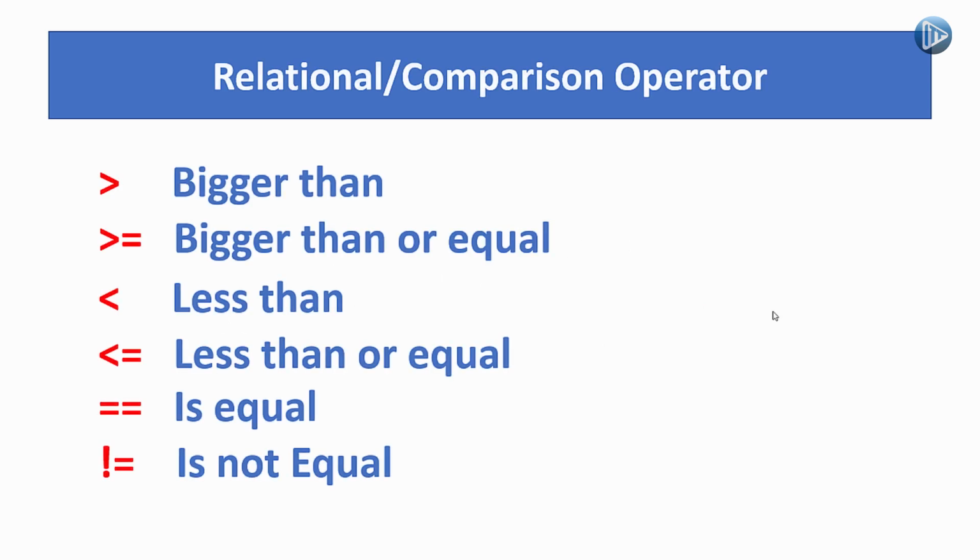So we have the six relational operators, or some might call them comparison operators. We call it relational because we check the relation between a variable and a number. It's like, is the number bigger than or smaller than or equal to the number stored inside the variable. And some call it comparison because we compare, is the number stored inside the variable bigger than or less than, and so on. And as we discussed before, we have the bigger than sign, bigger than or equal, less than or equal, is equal, and is not equal.